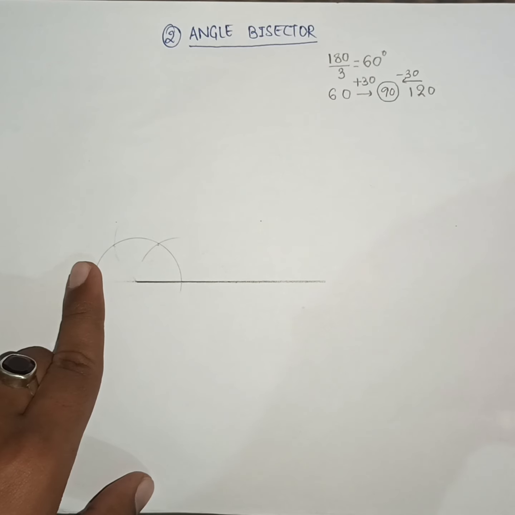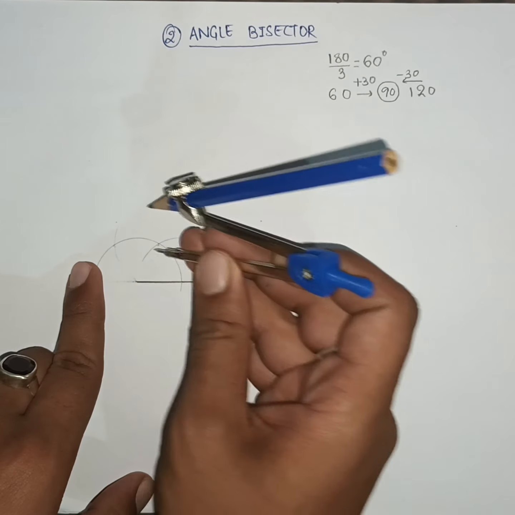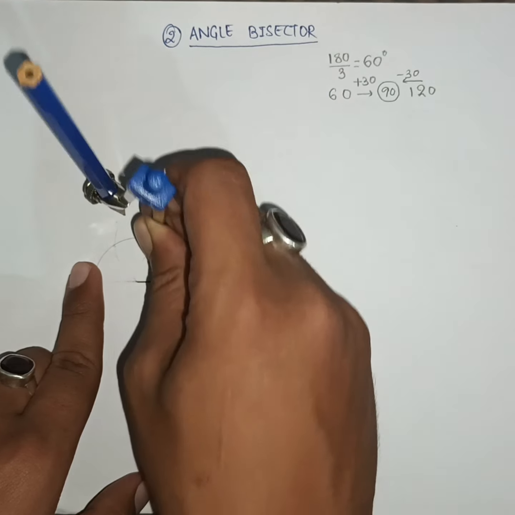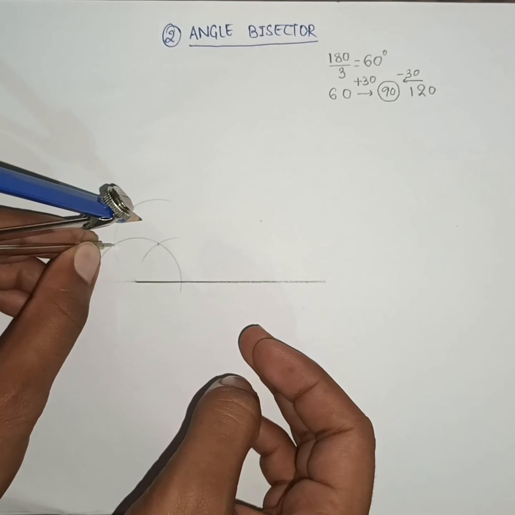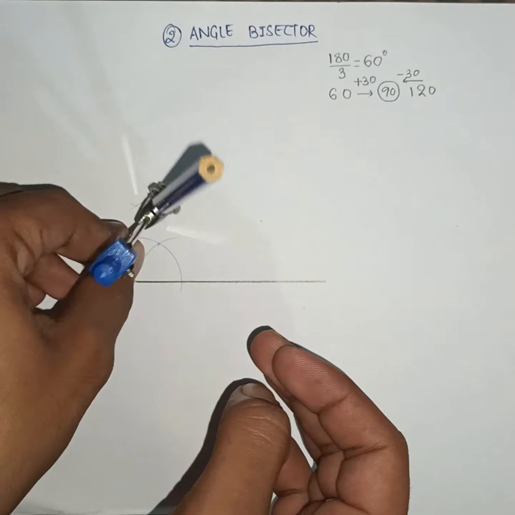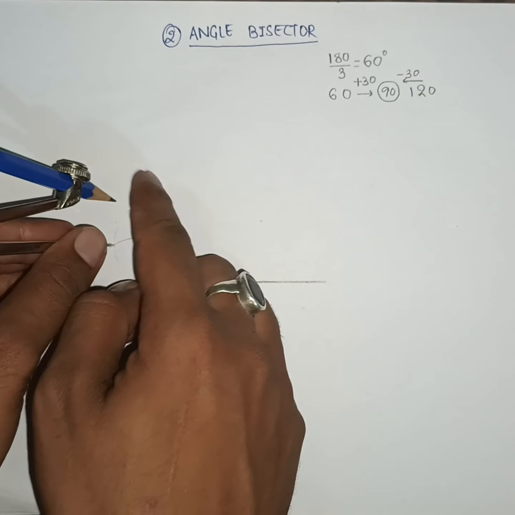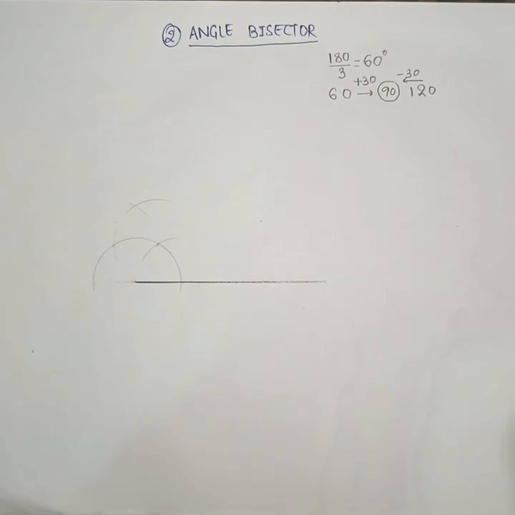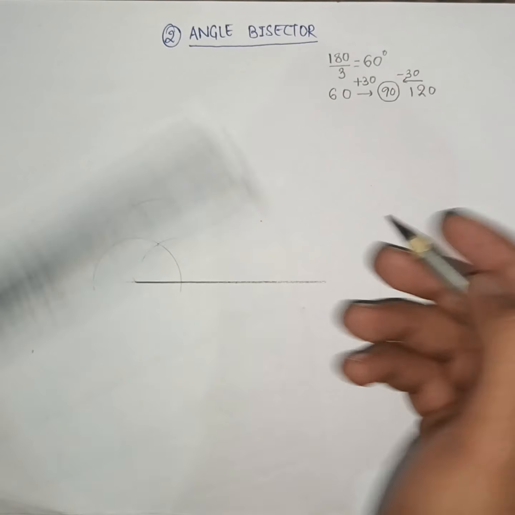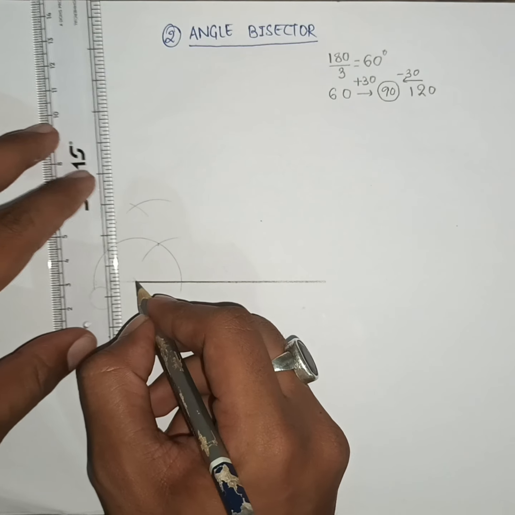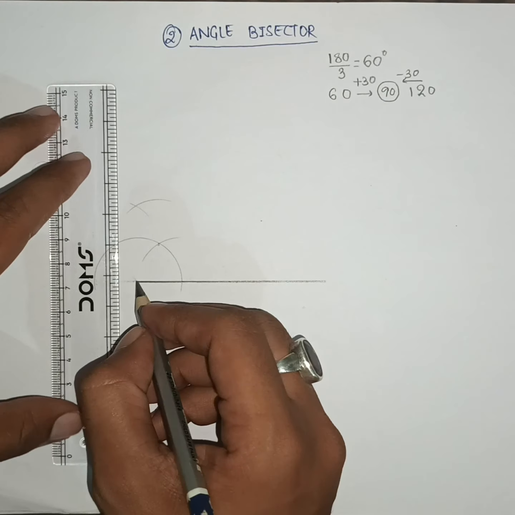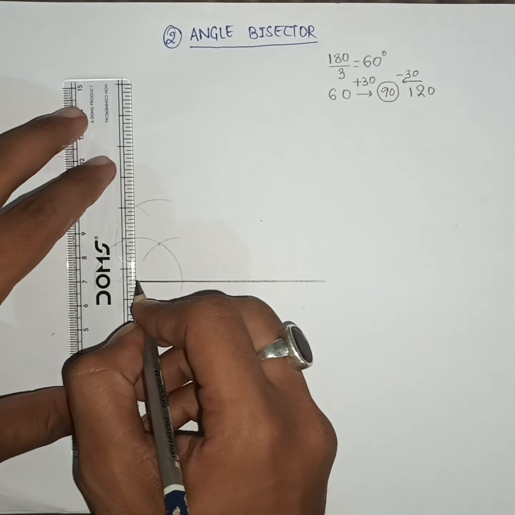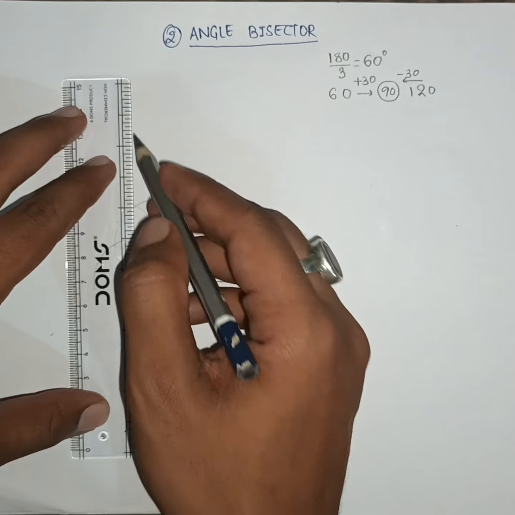Let us draw that midpoint from here. From this 60 degree, make an arc in the upper portion, and from this next 60, that is the 120 degree part, make one more arc intersecting the previous arc. The point where the intersection has happened, we will take the initial end point of it, and we will try to join the line with the intersecting point of the arcs.